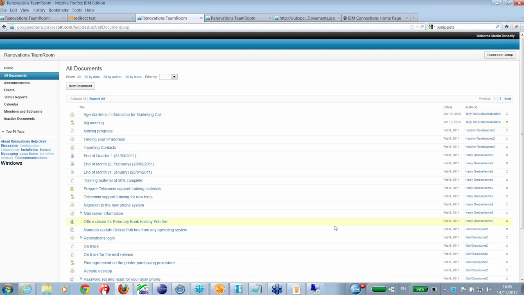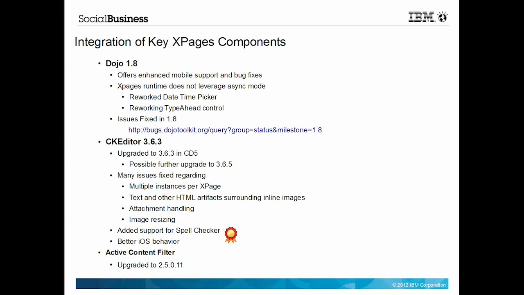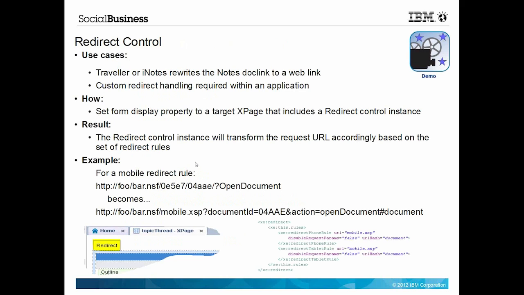So in fact, I think I could summarize this with the slide very easily. The idea of the redirect control is to encapsulate the logic that you would otherwise have to code by hand, and you can see the example of a mobile rule where you take a particular open document that's redirected to a form. The form, in fact, can then, based on your client, redirect it to a mobile.xsp, as happened in this case with the document ID, the action ID, and in fact the part of the document to which you want to be redirected.